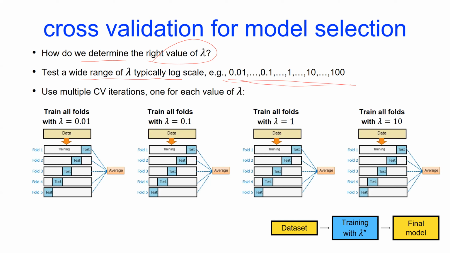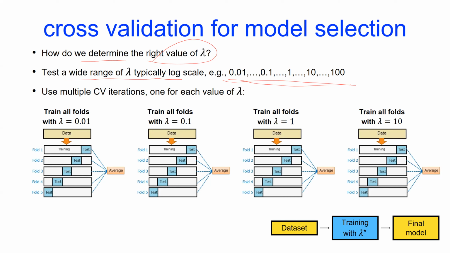We put like 0.01, 0.1, 1, 10, this kind of thing. Every time you test a value, you start with some pretty large value, maybe 1,000 or 10,000. Then every time you reduce by 10 and see how it works, right?